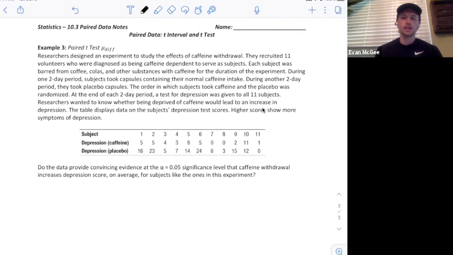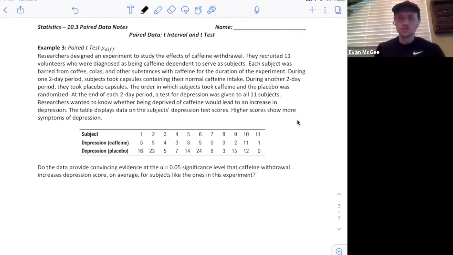The table displays data on the subjects' depression test scores. Higher scores show more symptoms of depression. Do the data provide convincing evidence at the 5% alpha level that caffeine withdrawal increased depression score on average for subjects like the ones in this experiment?